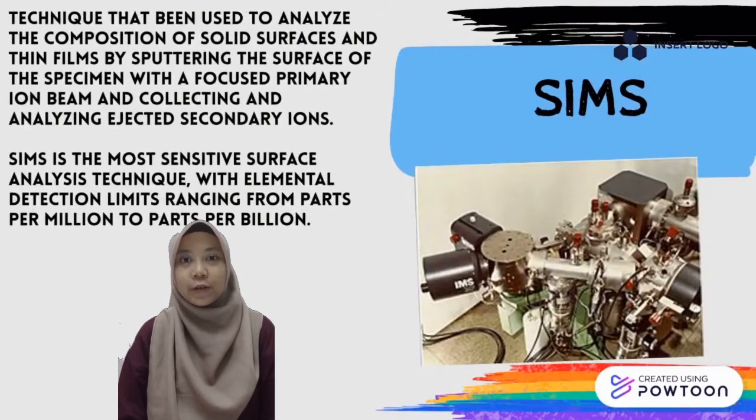SIMS is the technique used to analyze the composition of solid surfaces and thin films by sputtering the surface of the specimen with a focused primary ion beam and collecting and analyzing ejected secondary ions. SIMS is the most sensitive surface analysis technique, with elemental detection limits ranging from parts per million to parts per billion.